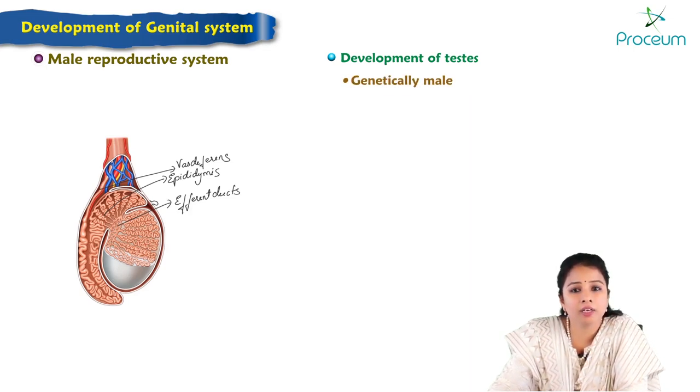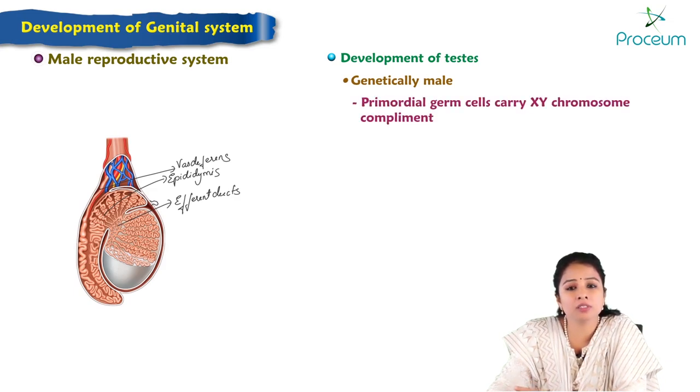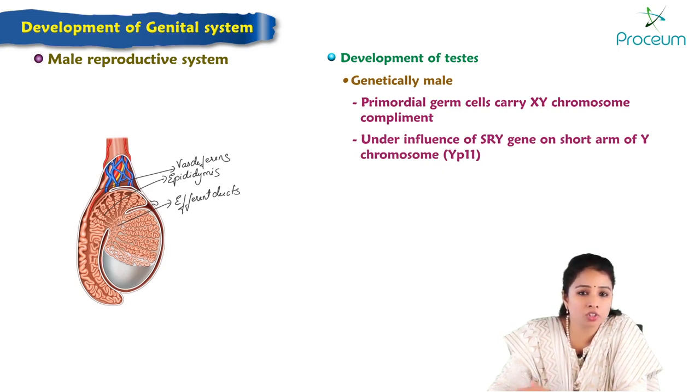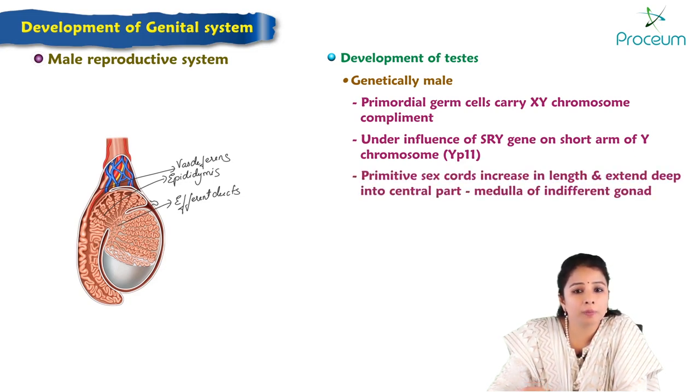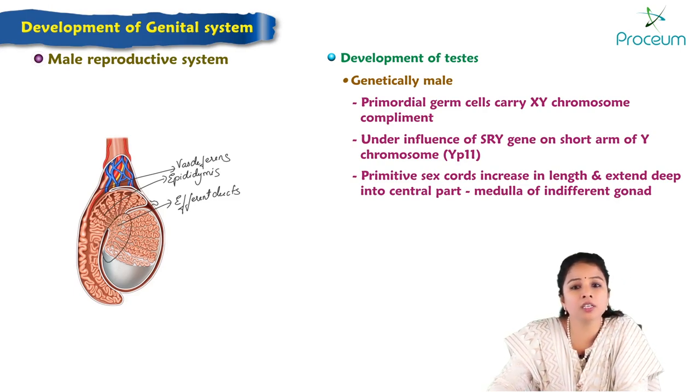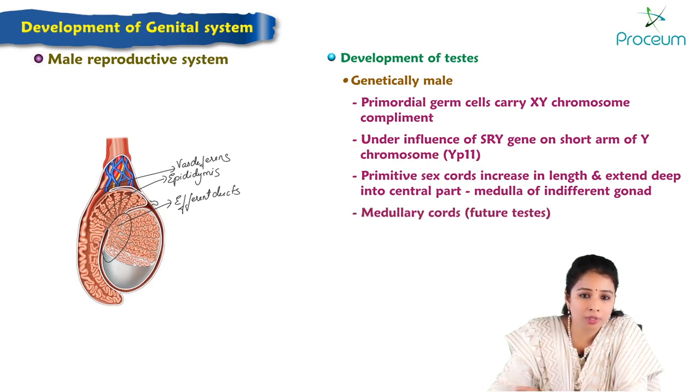In genetically male, that is, the primordial germ cells carry the XY chromosomal complement, under the influence of the SRY gene, which is located on the short arm of the Y chromosome and encodes the testis determining factor, the primitive sex cords increase in length and extend deep into the central part of the medulla. So we can see that they extend deep into the central part of the medulla of the indifferent gonad, and these are called the medullary cords of the future testis.